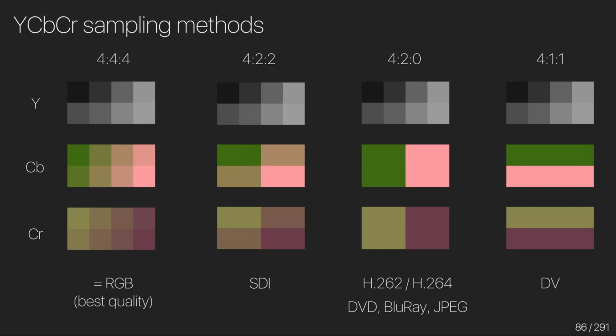422 is widely regarded as visually lossless. It's used in the broadcast industry and is a professional level of subsampling. And yes, by reducing the amount of color information that we're sending, we can reduce the bandwidth of the signal we're using, but still keep the same quality video signal.